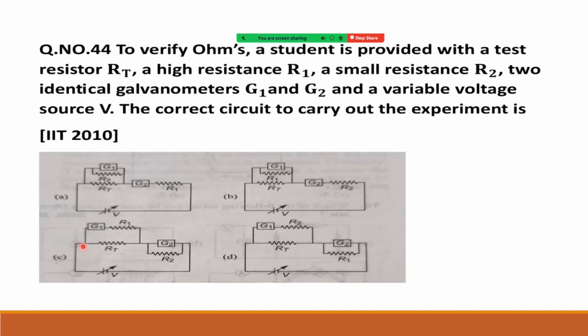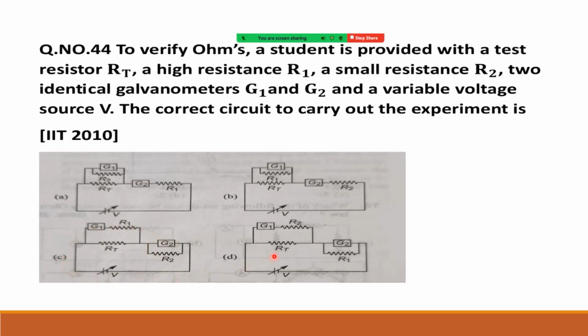R1 is high resistance, connecting high resistance in series to a galvanometer, it becomes a voltmeter, right? And we have to connect this in parallel to the resistor. So this part is correct. And coming to the second part, we connect a small resistance R2 in parallel to the galvanometer to convert it into an ammeter. And that ammeter we connect in series in the circuit. So this is also correct. So option C is the correct one.